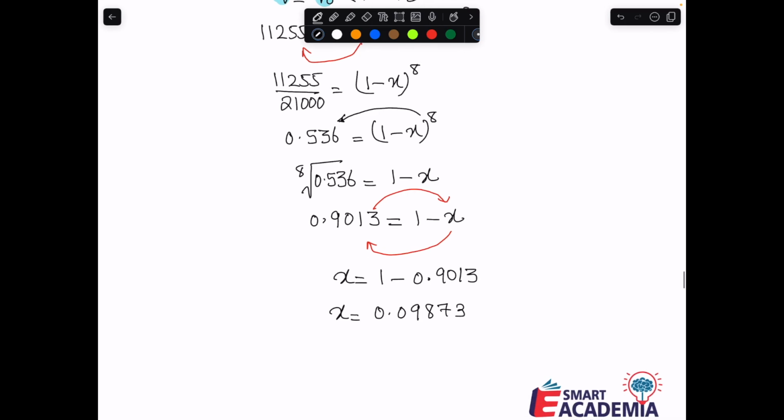And I want to convert this into percentage. I can simply multiply by 100 and I get X equals 9.87%, correct to 3 significant figures, which means that the car depreciates approximately 9.87% per annum.